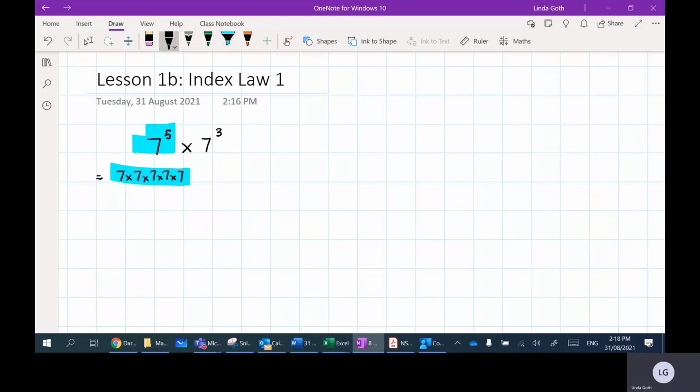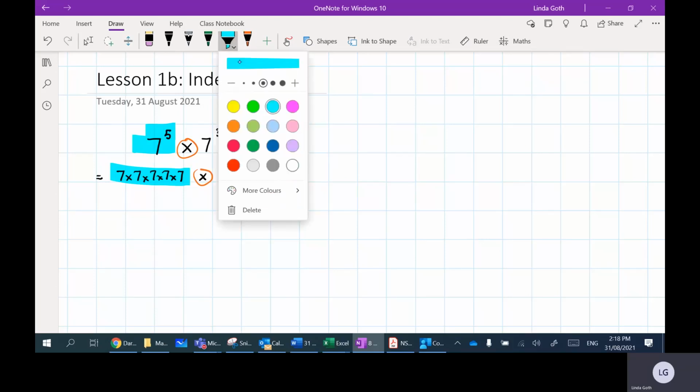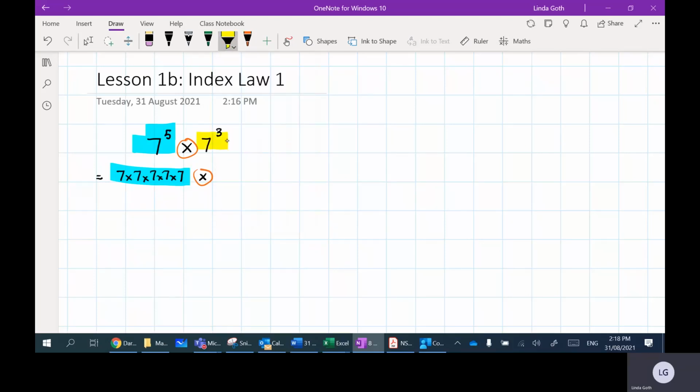Now we've been asked to multiply that, this multiplication sign, by this thing here, 7 to the power of 3. And we know from our last video that that's 7 times 7 times 7. I'm left with 7 times 7 times 7 times 7 times 7 times 7 times 7 times 7. So in fact we've got 7 to the power of 8 as our answer.